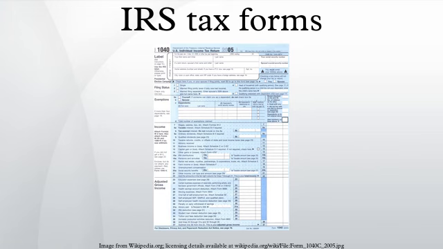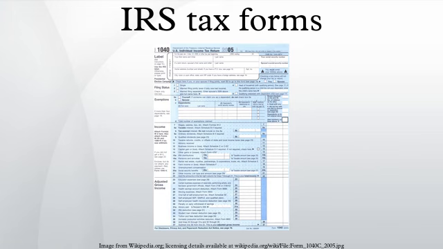Entity Returns. Form 1065, U.S. Return of Partnership Income, is used by partnerships for tax returns. Form 1120, U.S. Corporation Income Tax Return, is used by C corporations for tax returns. Form 1120-S, U.S. Income Tax Return for an S Corporation, is used by S corporations for tax returns. Form 1041, U.S. Income Tax Return for Estates and Trusts, is used by estates and trusts for tax returns.